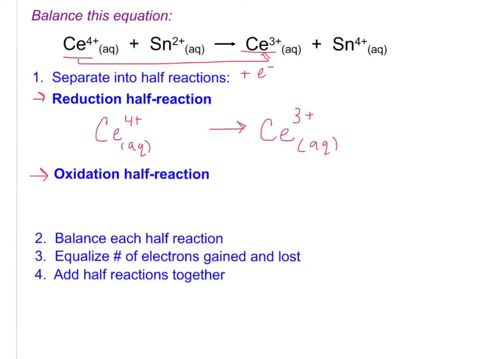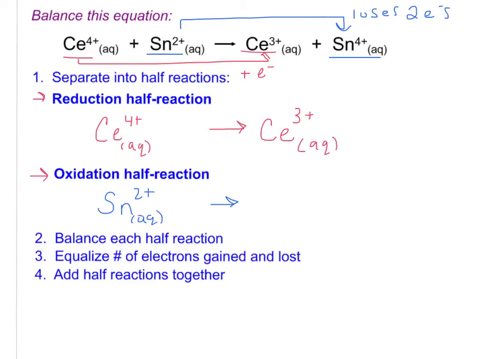Let's look now at the oxidation half reaction. We have tin going from a 2+ charge to a 4+ charge. So what is happening to tin? It is losing electrons, actually 2 electrons. So since it's losing electrons, it's being oxidized. So let's write the oxidation half reaction down. Tin 2+, aqueous, is going to tin 4+, aqueous.